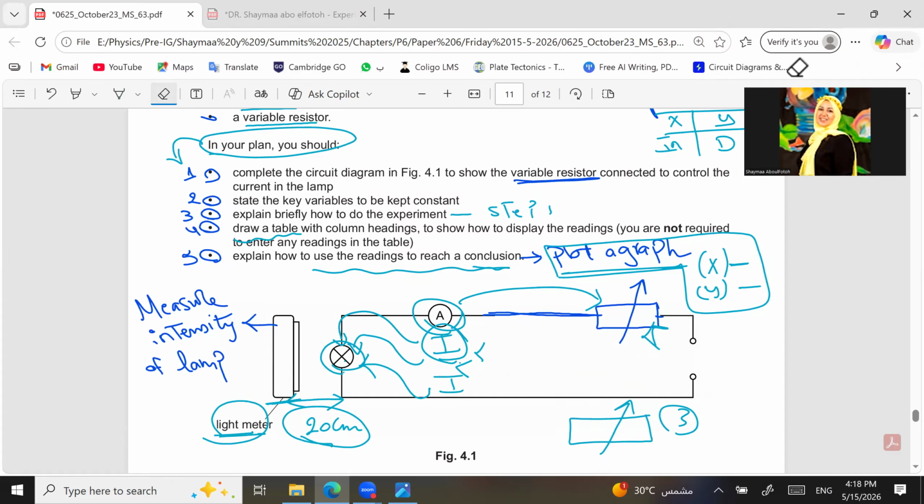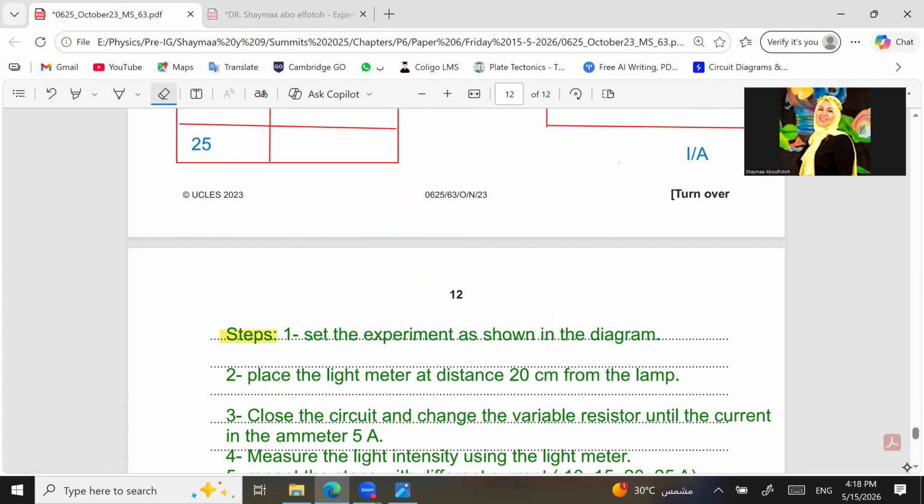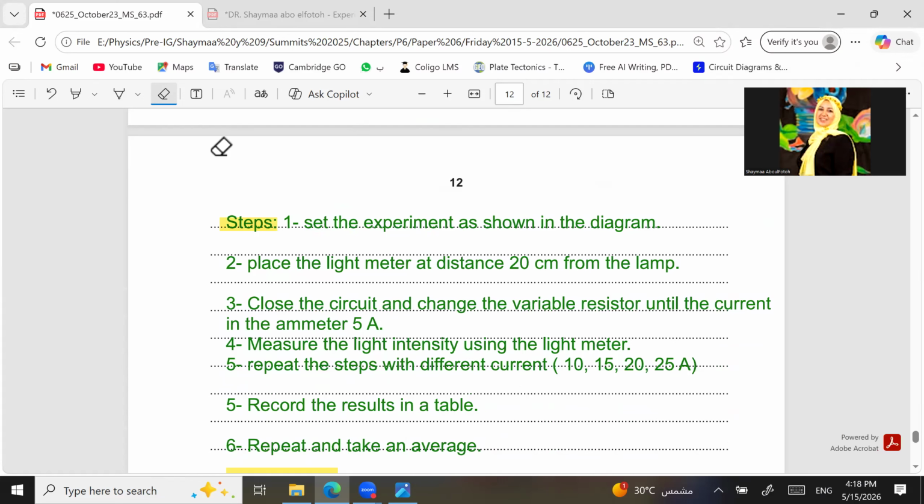Sorry for everything, it's a little bit messy. Now, let's see the steps. I have to mention at least 5 values of the current. I have to mention what I will use to measure. Now, set up the experiment as shown in the diagram. Place the light meter at a distance of 20 centimeters from the lamp, and this is one of the constant variables which I have. Then close the circuit and change the variable resistor.